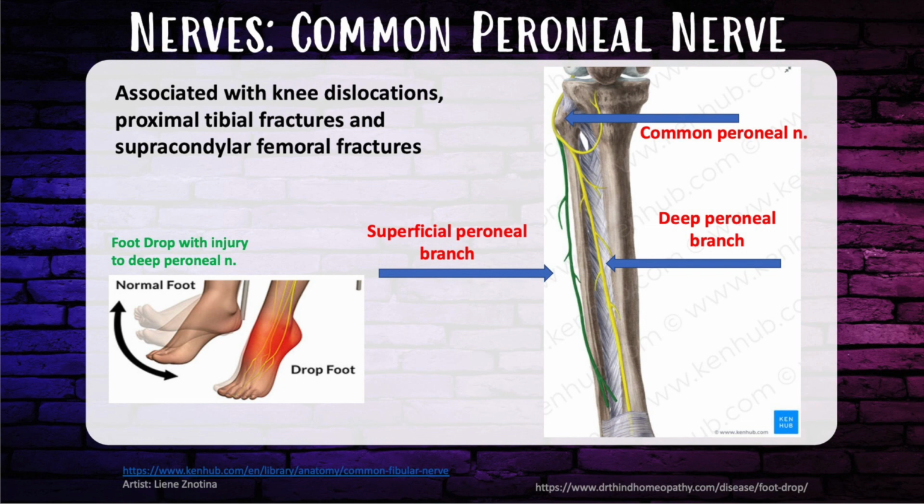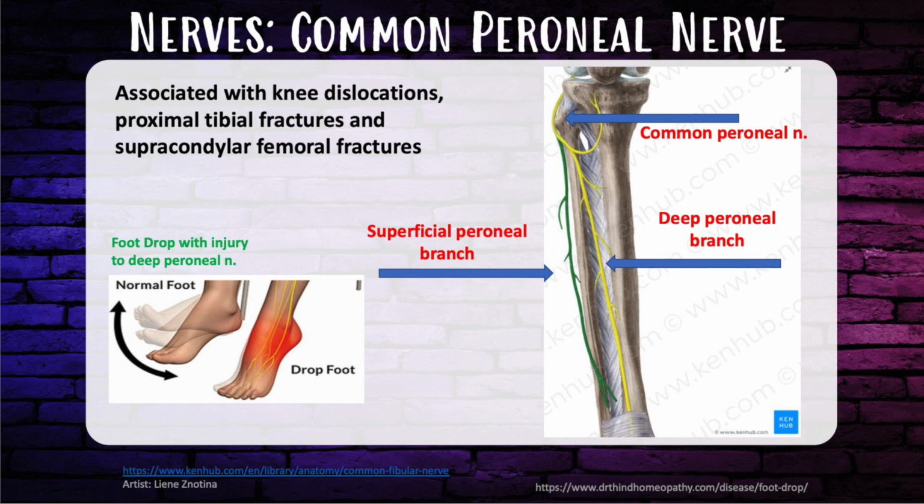Treatment, if it's 3 months or less, you want to explore, perform a neurolysis, and repair if it needs to be done. If it's over 6 months from the injury, you're still going to explore it surgically, and if it's intact, you'll perform a tibialis posterior to tibialis anterior tendon transfer. The deep peroneal branch supplies the anterior compartment with motor innervation to the tibialis anterior, extensor digitorum longus, and extensor hallucis longus.